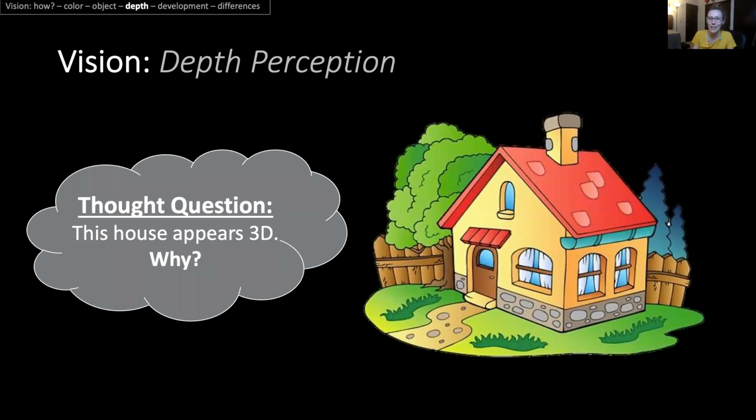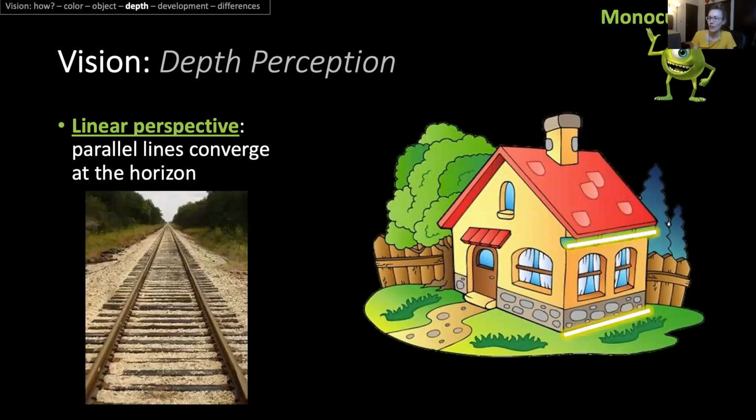Okay, so we're going to break down some of the most common cues using this house as an example. One of the most common cues is what's called linear perspective, which is the idea that we're used to parallel lines converging or getting closer together at the horizon, as you move off into the distance.